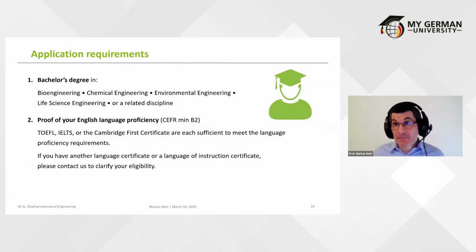Now, what about the application requirements? Actually, there are only 2. First of all, you must hold a bachelor's degree in an engineering discipline, be it bioengineering, chemical engineering, environmental engineering, or a related discipline. A degree that is equivalent to a bachelor is also fine. And second, you must provide proof of your English language proficiency.